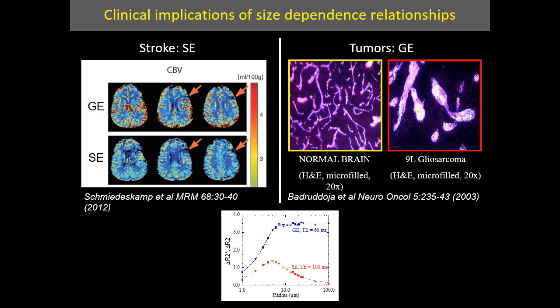There are important clinical implications for the size dependence relationships. Because spin echo relaxivity peaks for capillary-sized vessels, spin echo DSC may be more appropriate for stroke imaging, where we care about capillary level perfusion deficits, and we also seek to minimize susceptibility artifact at cortex-sulcal interfaces along the convexities. Gradient echo is more sensitive to the enlarged, disorganized microvessels that are a hallmark of high-grade gliomas, and so gradient echo DSC may be more appropriate for tumor imaging.